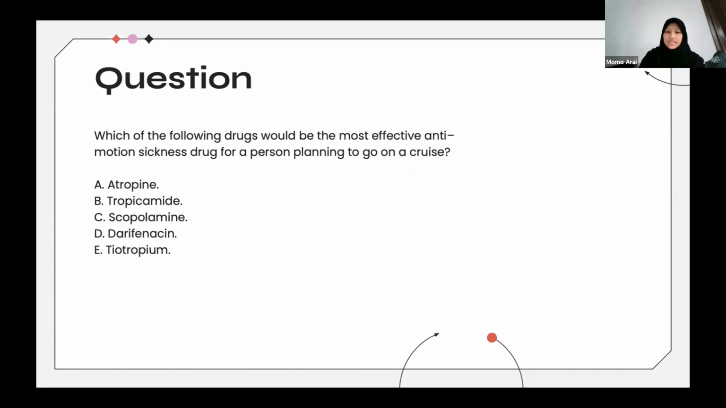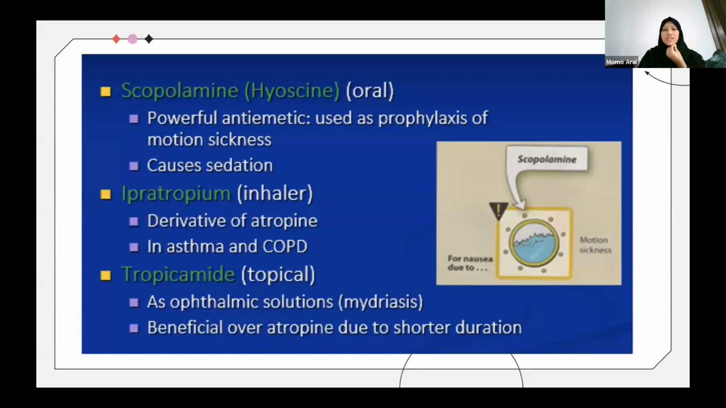So which of the following drugs from this list would be the most effective anti-motion sickness drug for a person planning to go on a cruise? Okay, good. I'm really happy. So C, scopolamine is used in motion sickness. Definitely remember that for the exam. If you go to the next slide, this slide is from your lecture, the same thing, cholinergic or muscarinic antagonists, right? These are three different drugs. Just know them because they're in green, and I think they're very important.